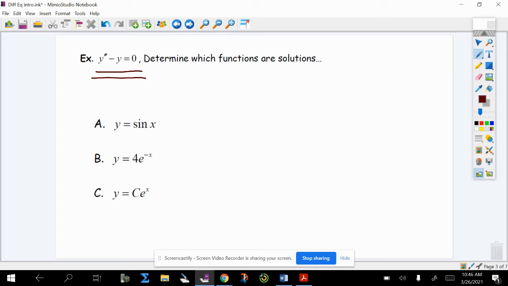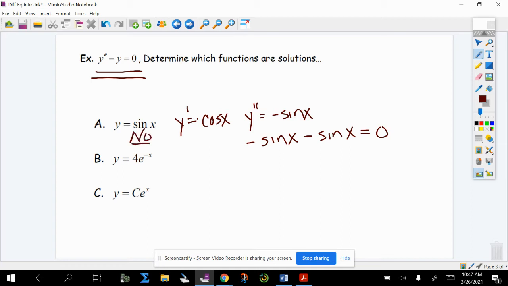So this is asking you to do a second derivative. So we would call this a second order differential equation. So my first derivative, the derivative of sine is cosine, and then the derivative of cosine is negative sine. So I'm going to replace that negative sine in for the y double prime minus your original function, and I want to see if that equals 0. Well, it doesn't. We end up getting negative 2 sine x on one side and 0 on the other. So this is a no.